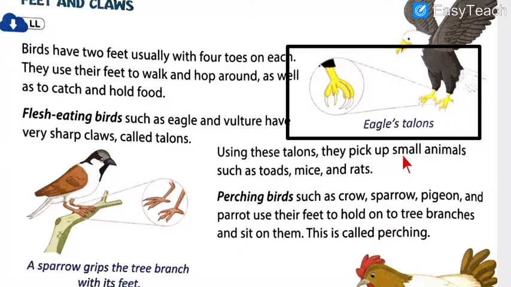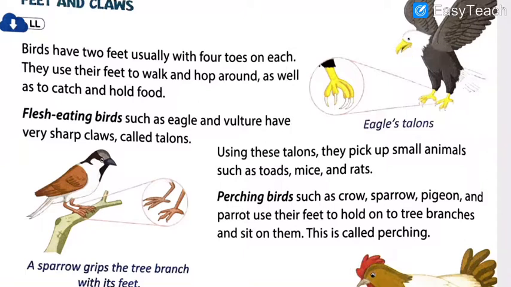Using these talons, they pick up small animals such as toads, mice and rats. What they will do is pick up these animals from the land, fly up in the air, and throw the animal from a certain height. Now, what will happen if these animals fall from a certain height? They will obviously die. So, this is how they hunt their food.